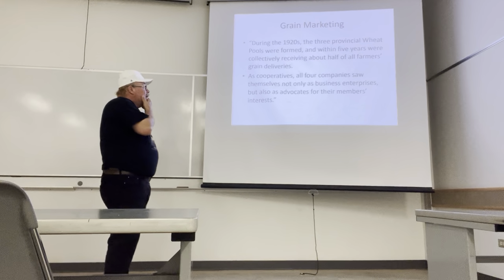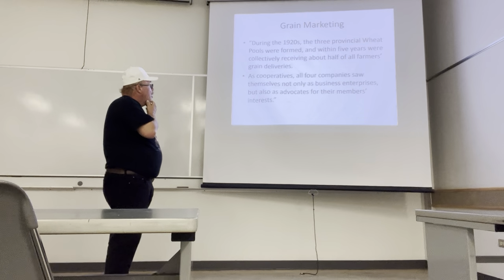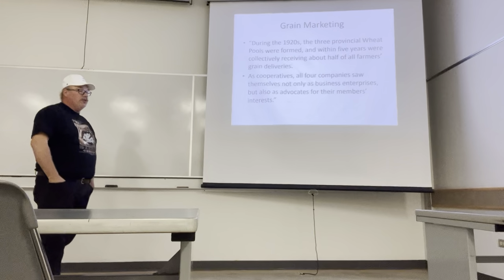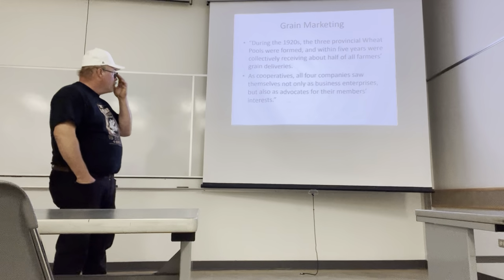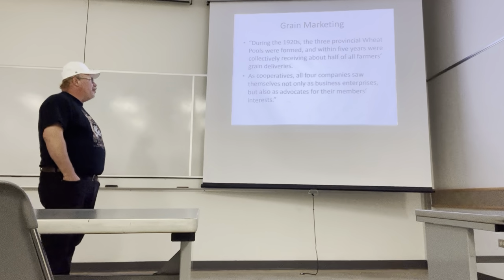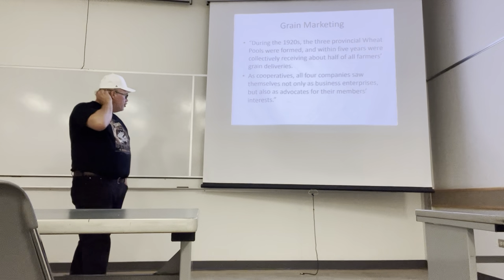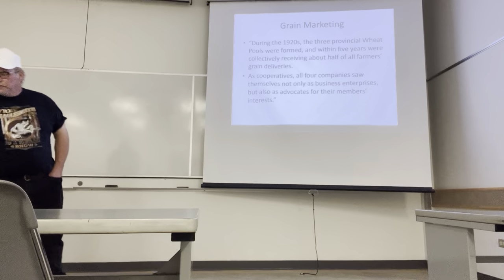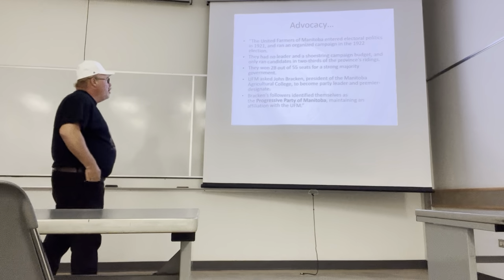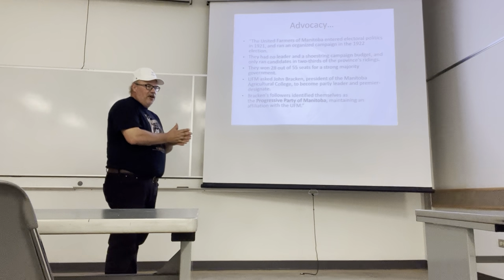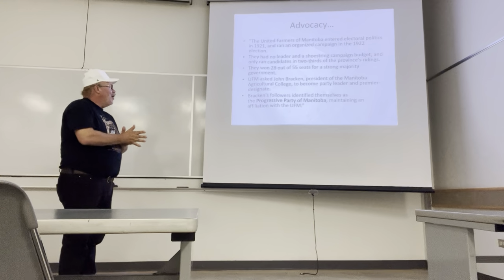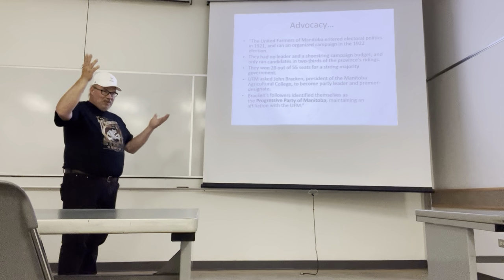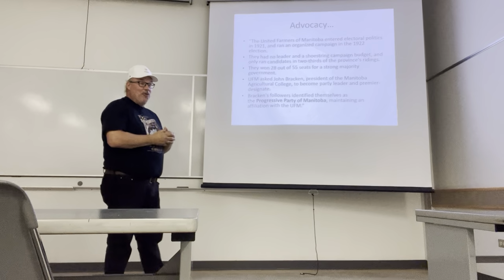So in the 20s, there were three wheat pools. And within about 5 years of their first formation, nearly half of all farmers' grain went to those pools. Probably tells you the farmers weren't super happy with where they were dealing before. And those cooperatives tended to not only see themselves as being businesses, but also to advocate for the farmers' interests. So much so that the cooperative, the United Farmers of Manitoba, actually got involved in electoral politics and actually won the provincial election. And so asked John Bracken, who at that time was basically the president of what the program we're in here, to be premier.